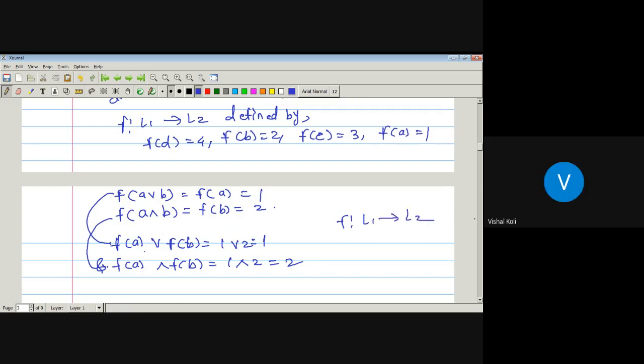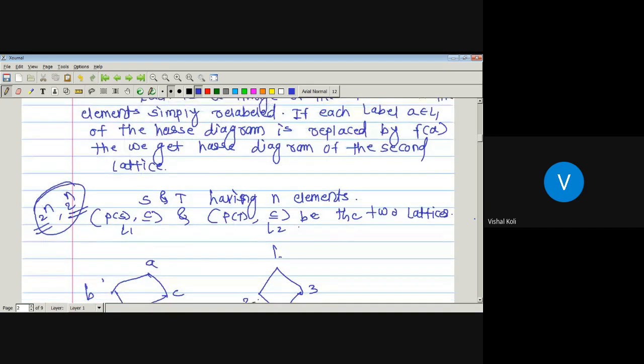Yes, sir. So from this we can say that if we have two sets with the same number of elements, and on them we define two posets, the power set of S with inclusion relation and the power set of T with inclusion relation, these posets are always lattices. That we have already proved. So if the power set of S and the power set of T with inclusion relation are the two lattices, where the power set of S contains 2 raised to n elements and the power set of T contains 2 raised to n elements, and both lattices contain the same number of elements and the relation is inclusion, then the two lattices must be isomorphic.